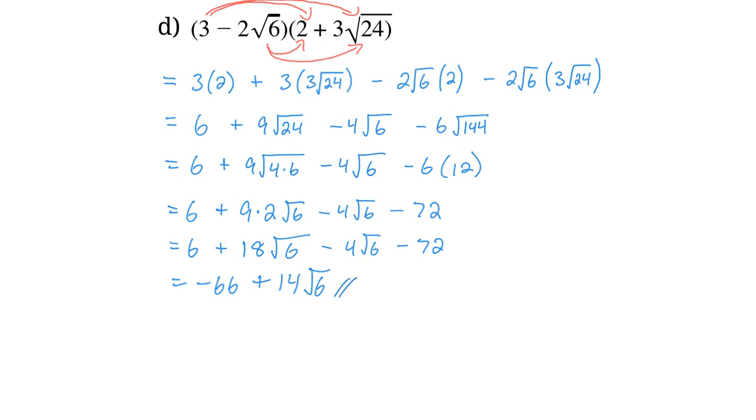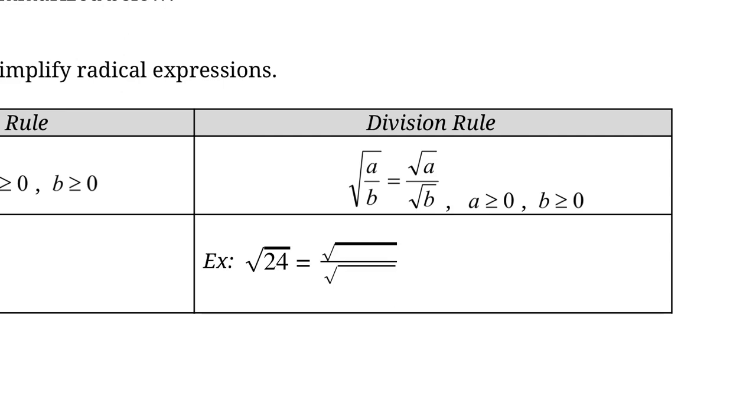So those were all our multiplication questions, and then we're going to go back and look at our division rule. The division rule just says that if we have a radical and underneath that root symbol we have a fraction, then that's just going to be equal to the root of our numerator divided by the root of our denominator.